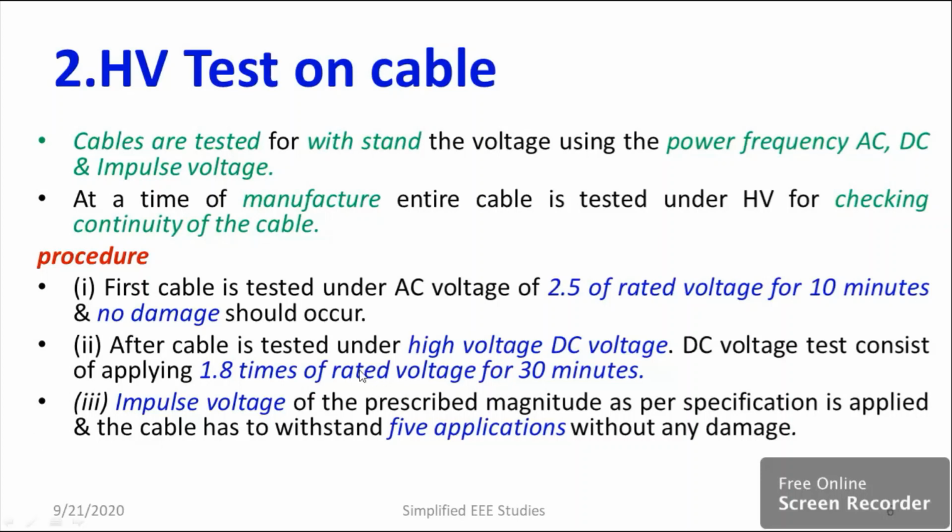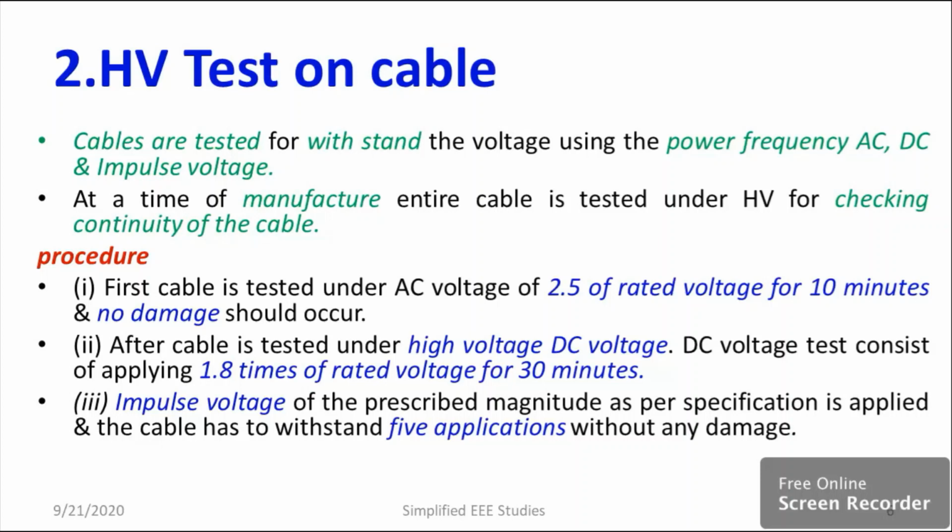Moving on to the third procedure. Once the test piece has overcome the second condition, we can go for the third condition. In the third condition, we require an impulse generator. The impulse voltage of prescribed magnitude as per the specification is applied, and the cable has to withstand 5 applications without any damage. You need to generate an impulse waveform. At least 5 applications are needed for that particular test object.